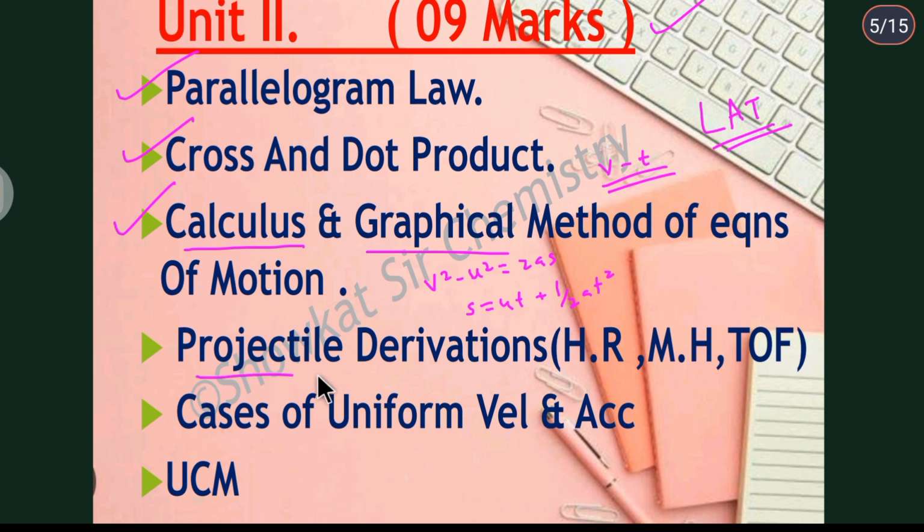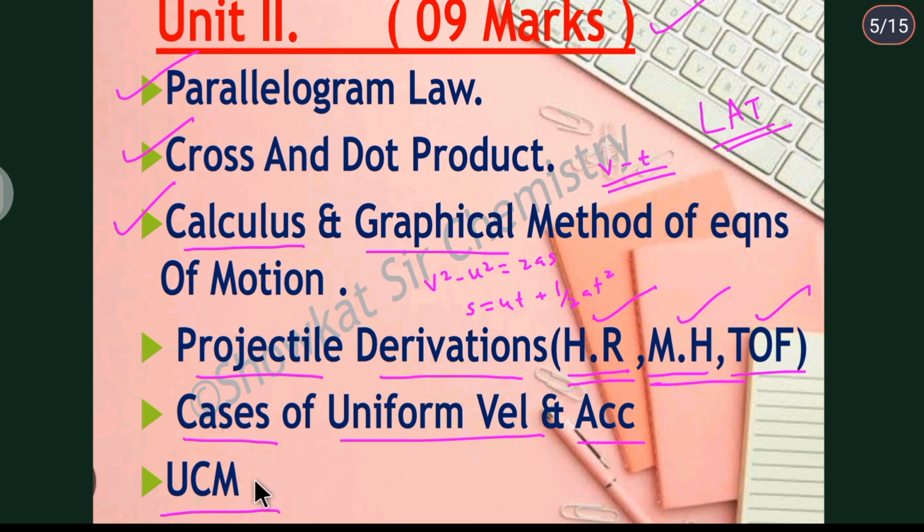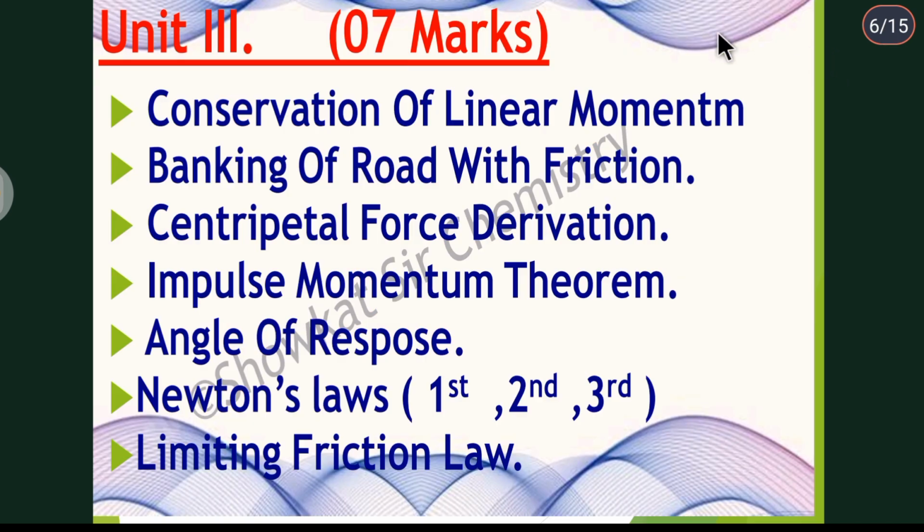So next is projectile motion, the projectile derivations. This projectile motion is very important. You should be able to derive here the horizontal range, the maximum height and the time of flight. This is very important. Similarly, you will study here the cases of uniform velocity and acceleration. Then the next is uniform circular motion, UCM. You will study this. Then let's move to the next unit, that is unit third.